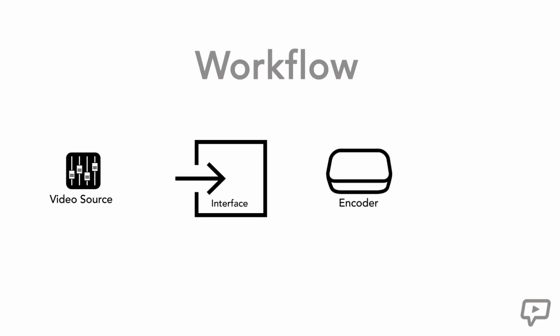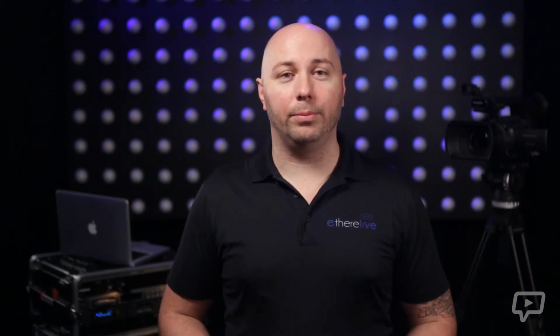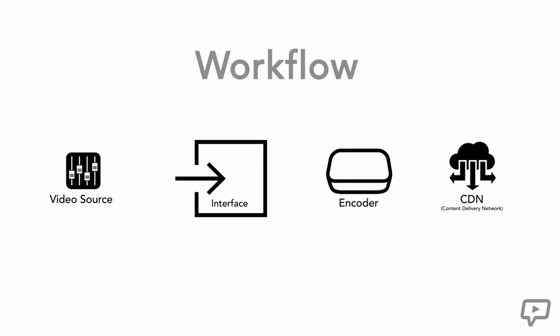your encoder. We'll talk more about encoders later, but an inexpensive way to encode is by using encoding software on a computer. The encoder will package the video signal in a way that can be sent to your content delivery network, or CDN for short, who will then deliver and scale that signal for however many viewers are calling for that content through a video player.